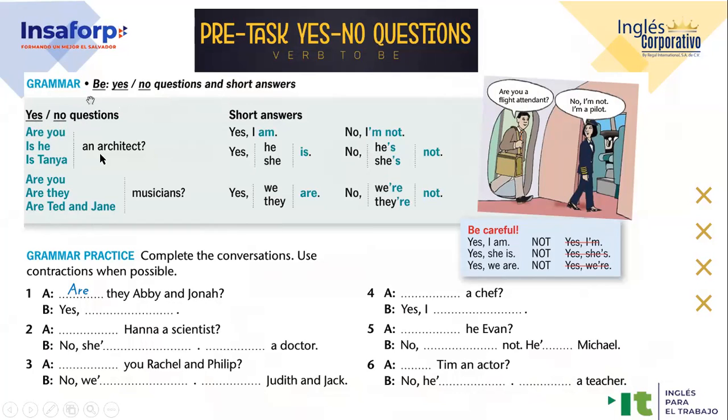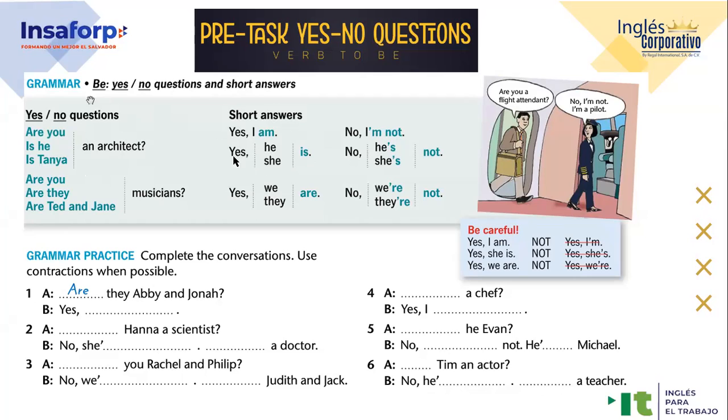Look at this. Are you an architect? Is he an architect? Is Tania an architect? So basically with the yes, no questions, we invert the order of the elements. Entonces para formular las preguntas, es invertir el orden nada más. Si tiene una positive sentence, ubican el verbo to be al inicio y luego sigue el sujeto. Are you an architect? Y las respuestas usualmente son respuestas cortas. Yes, I am. O una respuesta negativa. No, I'm not. Ahora, con el pronombre he. Is he an architect? Yes, he is. Yes, she is.